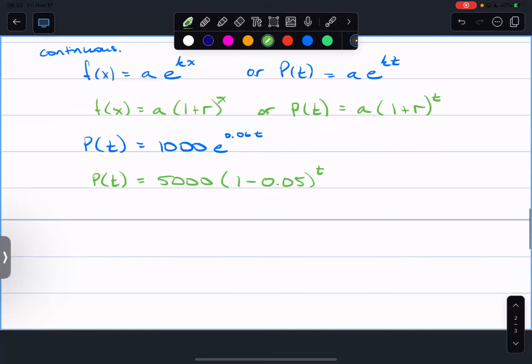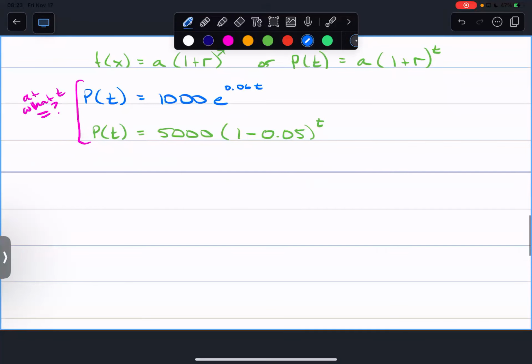Okay, so what do we want to do? We want to set these equal to each other. At what t are they equal? So then I'm going to put it on a fresh page here, 1,000 e to the 0.06 t. When's it equal to 5,000 times 0.95 to the power of t?